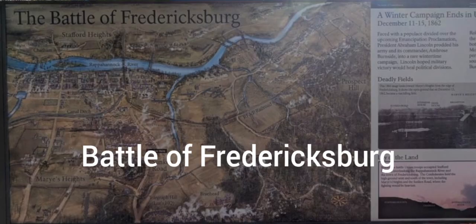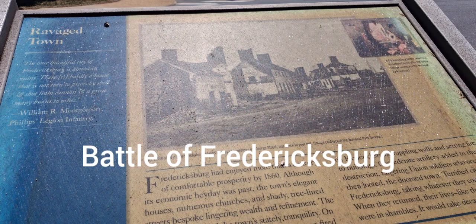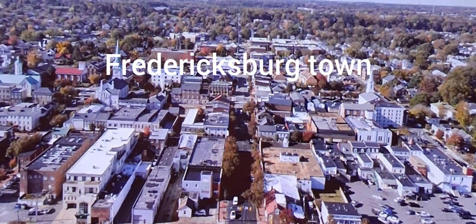In December 1860, South Carolina became the first state to formally secede from the Union, and many states followed. On April 12, 1861, the Confederate forces attacked Fort Sumter in South Carolina, sparking the American Civil War.